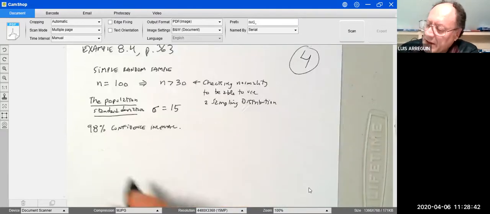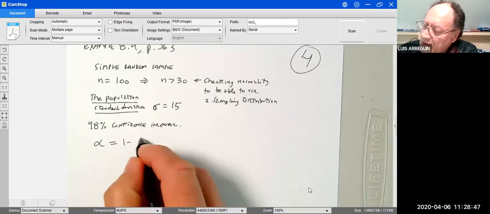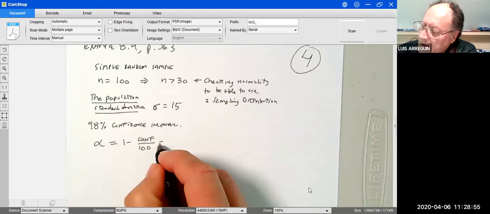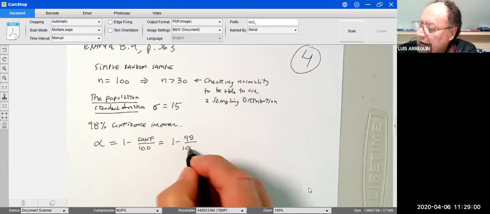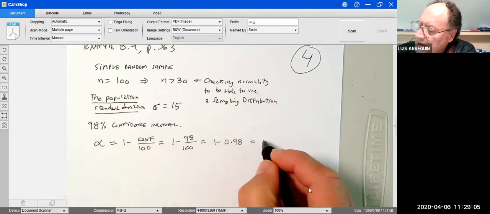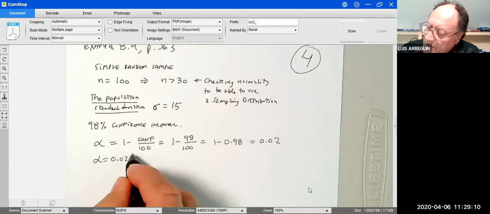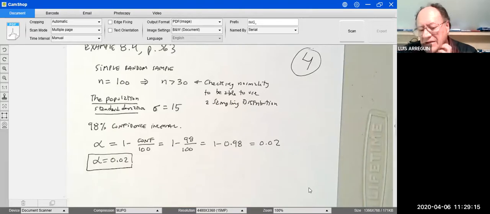So immediately we're going to be able to find alpha. Alpha is 1 minus the confidence level over 100. The confidence level is 98 over 100, so this is just 1 minus 0.98. So alpha is going to be 0.02. So alpha equals 0.02. This is a very important parameter. If you fail to compute alpha, then the margin of error is not going to be correct.